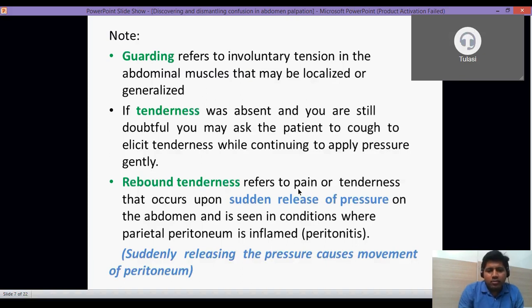The next thing is rebound tenderness. Interesting thing about rebound tenderness, generally people don't examine that. So what is the difference? You are superficially palpating the abdomen. When you are applying the pressure, you move the hand slowly towards the abdomen and press lightly. But when you are removing the hand, if you want to elicit rebound tenderness, there has to be a sudden release of pressure. This sudden release of pressure causes movement of the peritoneum. Rebound tenderness is used to identify the presence of inflammation in the peritoneum, which is peritonitis. For you to elicit that, the one thing you need to remember is there should be a sudden release of pressure.